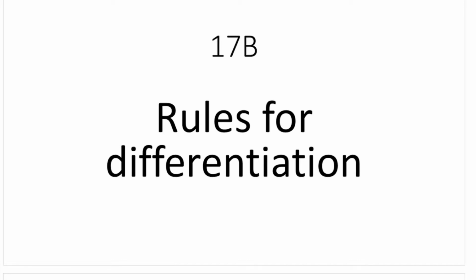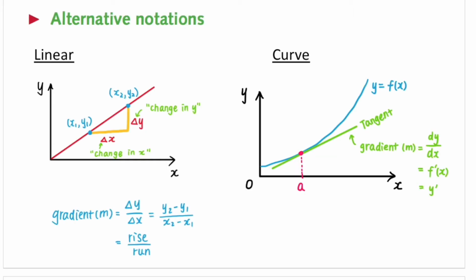In this video, we'll continue to look at 17b, rules for differentiation. So we know that we can easily find the gradient of a linear function by using the formula rise over run. This is essentially the change in y values, the vertical values, over the change in x values, the horizontal values. We use the Greek letter delta, this little triangle, to denote change. When we know the two coordinates, we can simply plug them into the formula y2 minus y1 over x2 minus x1 to find the gradient.